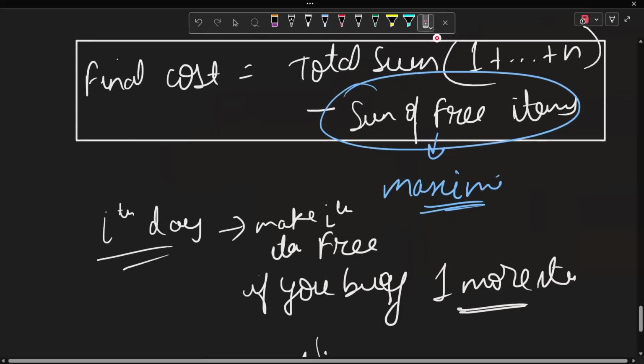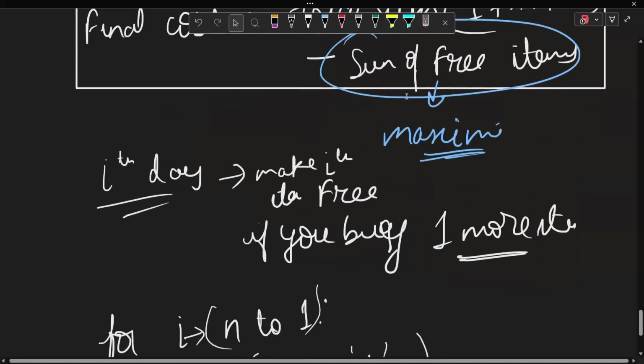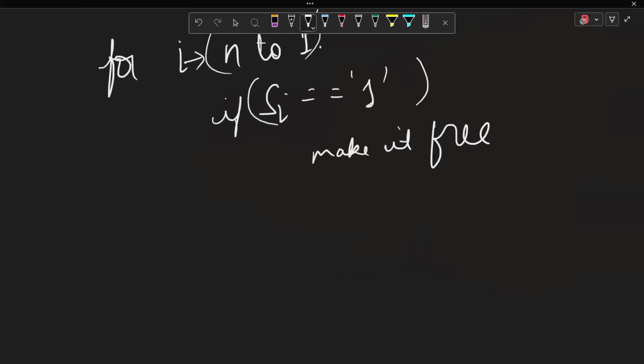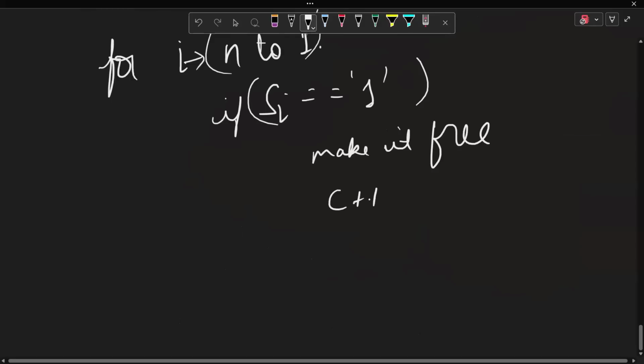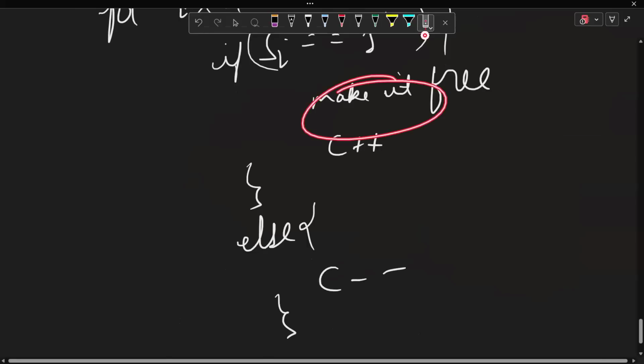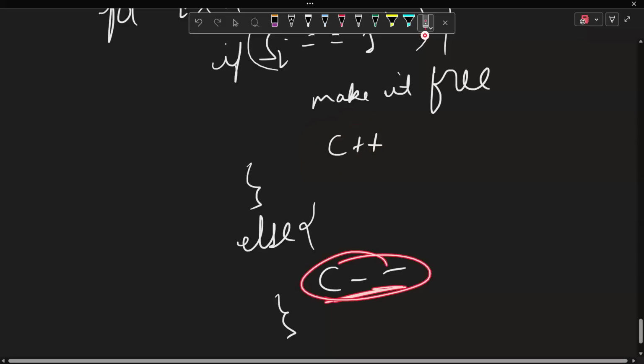I would initialize my answer as the total sum. When I'm making an item free, I will just subtract the cost of that from my answer. That means I'm making it free, and I would do C++. And if Si is 0, then I'm just doing C--. Whenever I'm making an item free, I'm increasing this counter C. Whenever I'm not making an item free, I'm decreasing this counter C.